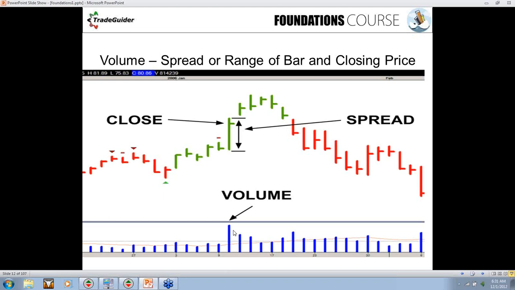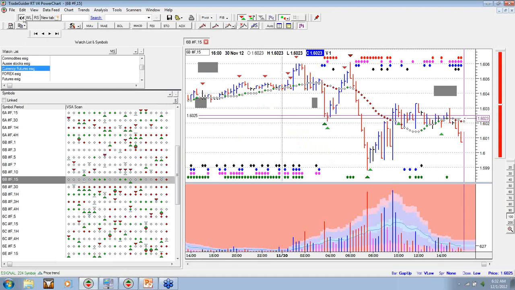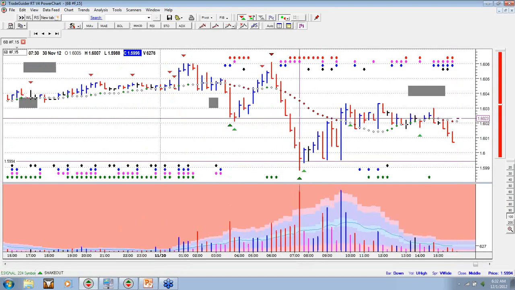And they report volume, they report the closing price, and they report the spread of the bar. They report all this information. It's all available on a chart, and we can see it on a chart. Let's have a quick look. Here is a chart of the British pound. Here is a British pound chart of the futures contract.